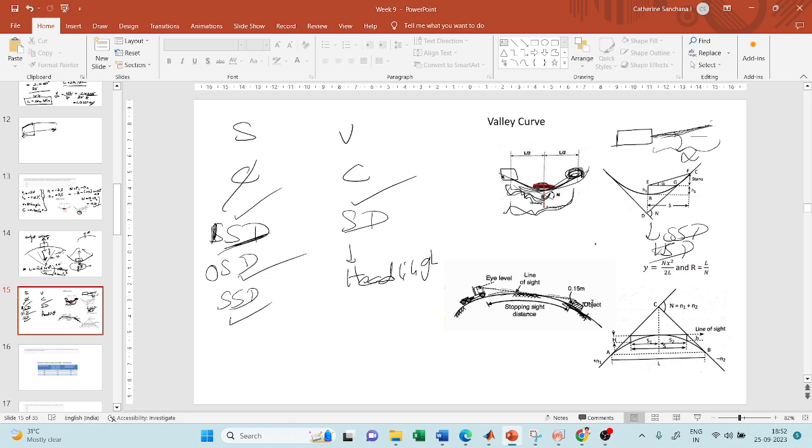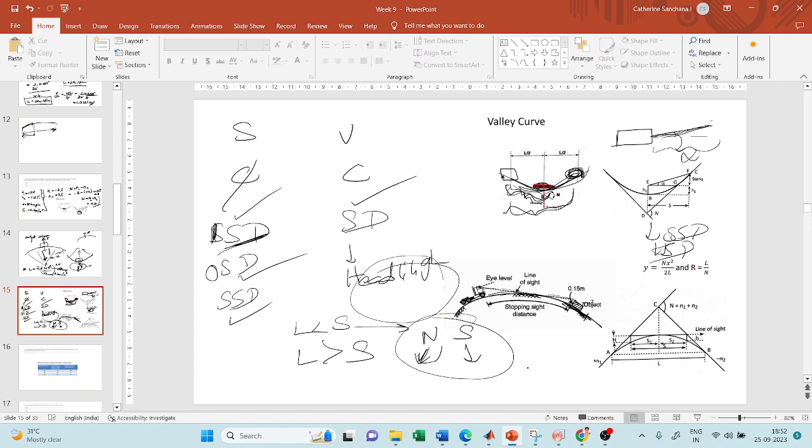And there are equations similar to what you saw in summit curves. There are two equations: one when the length of the curve is less than the headlight sight distance, and one when the length of the curve is greater than the headlight sight distance. In the equation for summit curves you had N and you had S. N is the algebraic difference of gradients. S is my sight distance, which can be stopping sight distance or overtaking sight distance.